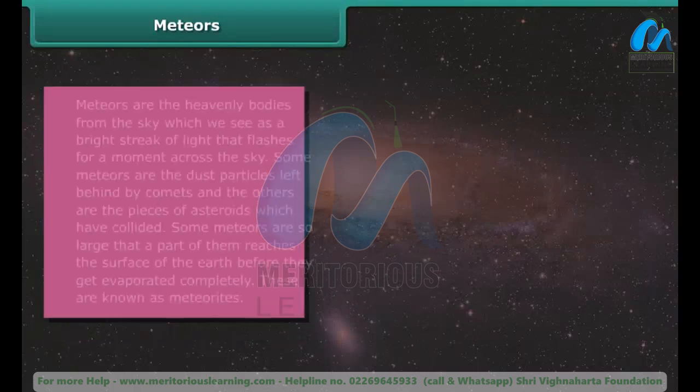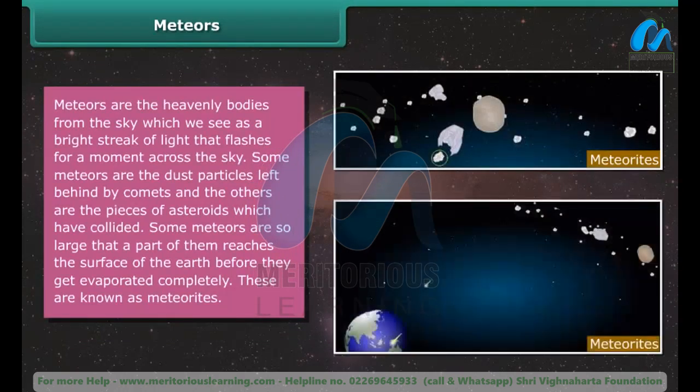Meteors. Meteors are the heavenly bodies from the sky which we see as a bright streak of light that flashes for a moment across the sky. Some meteors are the dust particles left behind by comets, and the others are the pieces of asteroids which have collided. Some meteors are so large that a part of them reaches the surface of the earth before they get evaporated completely. These are known as meteorites.